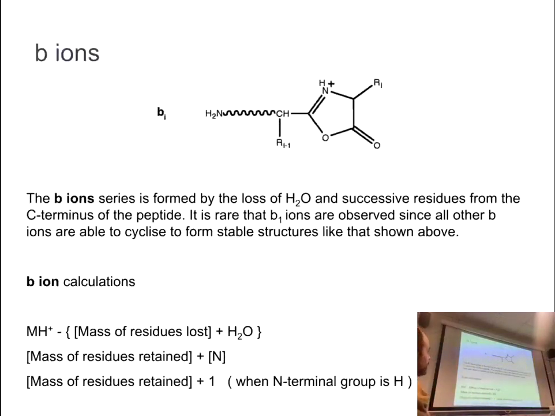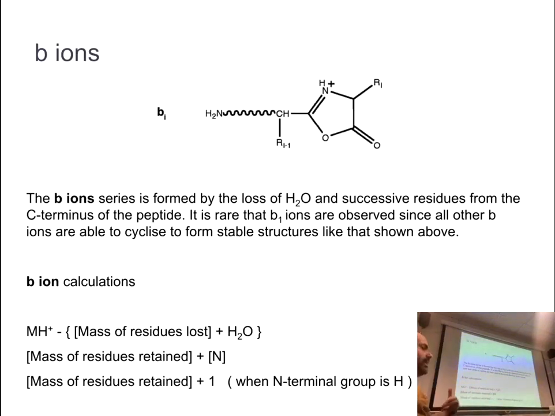Now, B ions. So we talked about the B ions. The B ions are formed by the loss of water and successive residues from the C terminus of the peptide. And it's rare that we see the B1 ion, but sometimes we do see it. And here, I'm just giving you some very simple calculations of how you calculate the different B ion series.